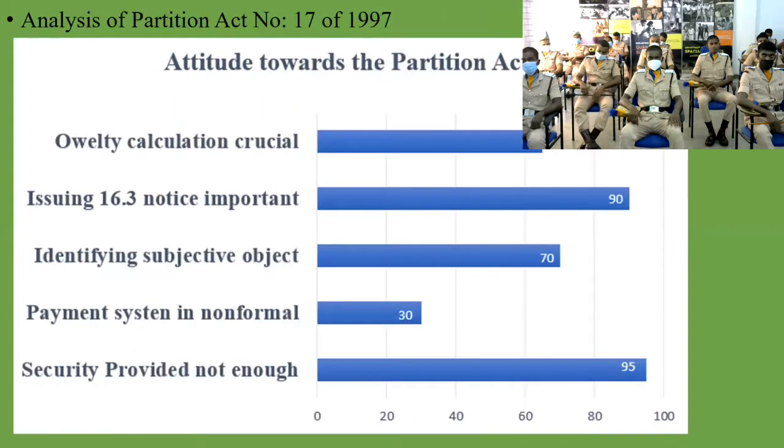When we consider the attitude towards the Partition Act, they say the provisions provided for ovality calculation are very crucial. Some of them say the section 16.3 notice is very important. And 70% say identifying the subject object is a very salient feature of the court commission Act. 30% say the payment system for the survey fee is non-formal, while 95% say the security provided in the field when they execute the court commission is not adequate.